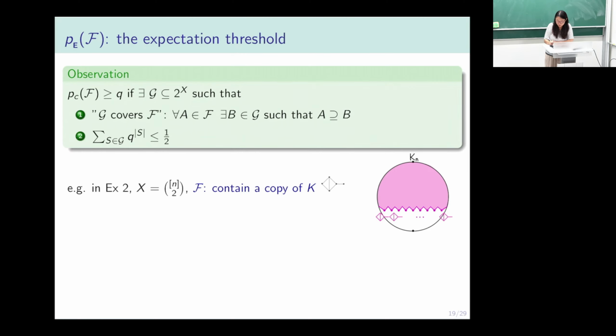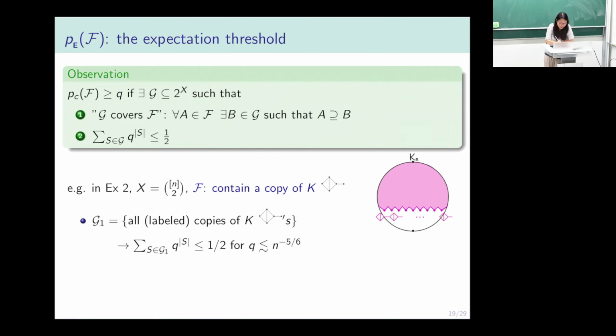So in this 2 to the X picture, F looks like this. We have the empty graph at the bottom and the complete graph on the top. We consider all of the labeled copies of K, and then we collect everything on top of K. Okay, so this is the picture of F. Then, what happens if we apply our observation? So first, we want to find a cover of F because we want to satisfy the first property.